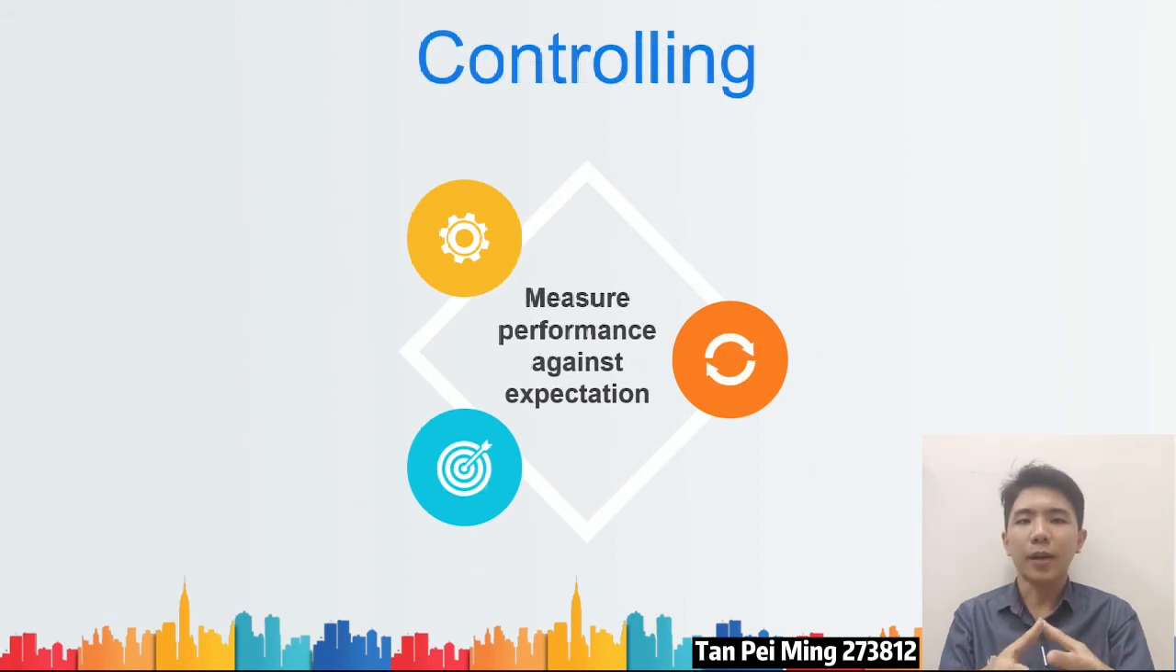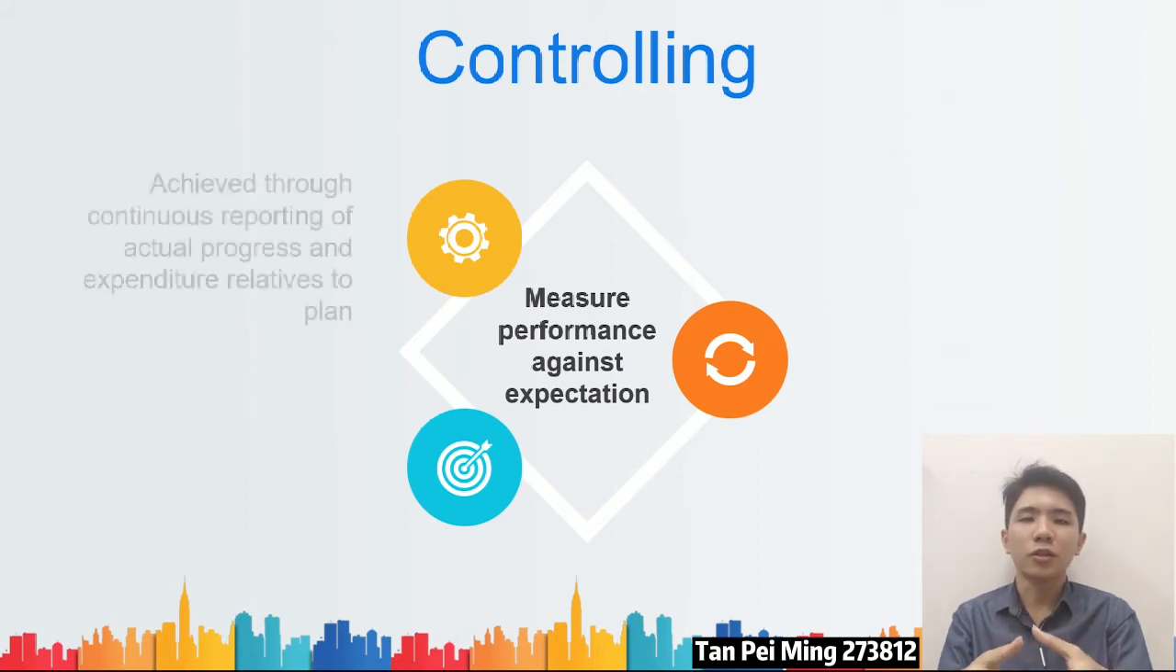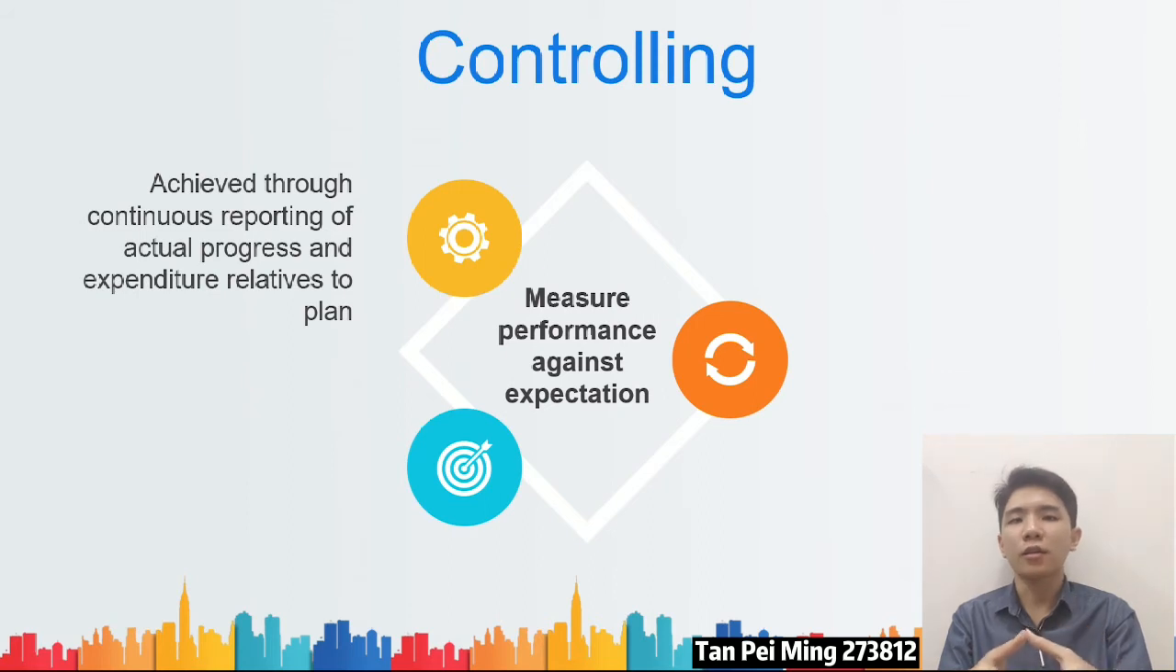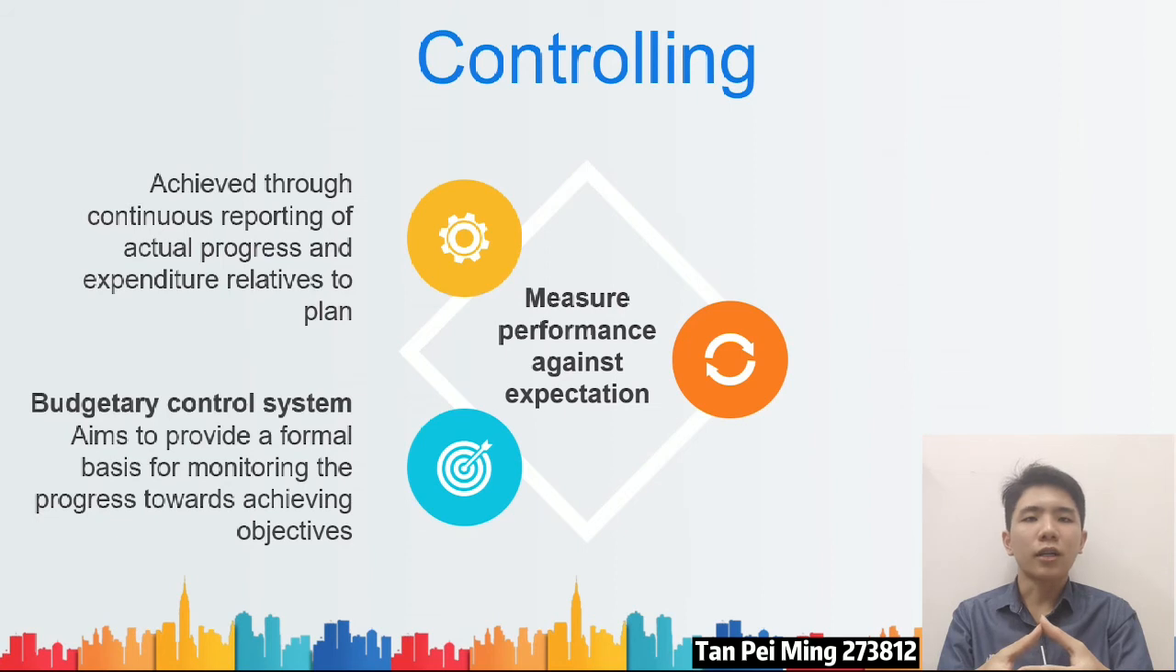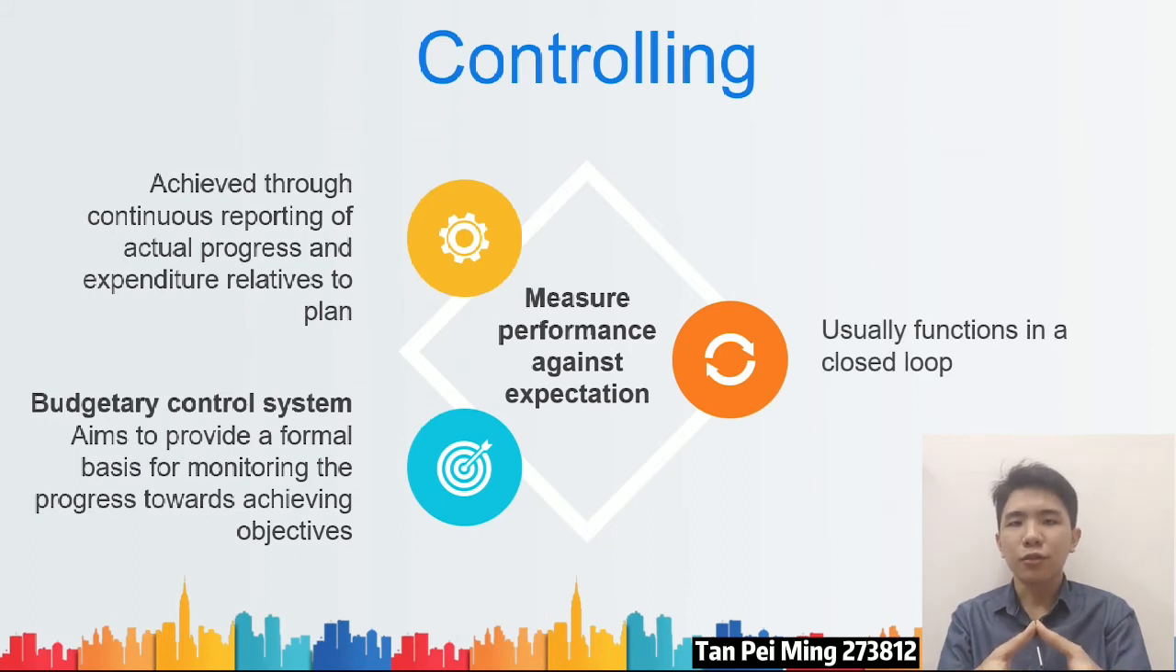Planning is only half of the battle. Once the plan is created, it must be implemented, and its implementation must be monitored by managers and workers to ensure that the plan is being carried out as intended. Here comes the controlling, where the organization continuously compares actual performance with expected performance. The budgetary control system aims to provide a formal basis for monitoring the progress towards achieving objectives that have been set up in the planning stage, and it usually functions in a closed loop.